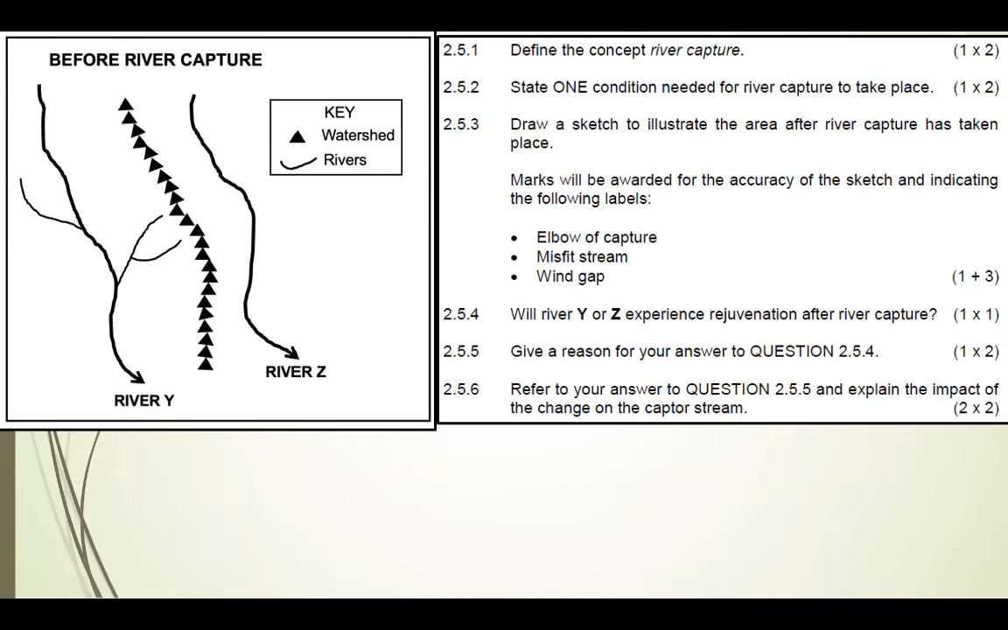Number one, one river must have more water than the other. Number two, one river must be flowing on a steeper gradient. Number three, one river must flow on a lower lying area and the other one on a higher lying area. So those are the factors that are going to result in the river capture.